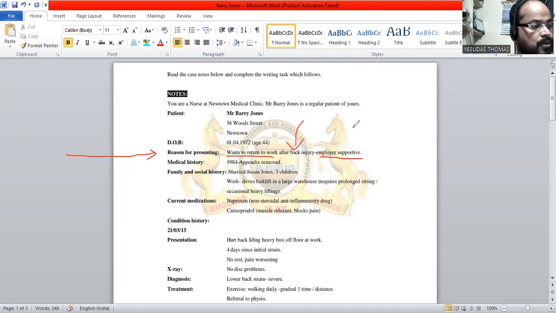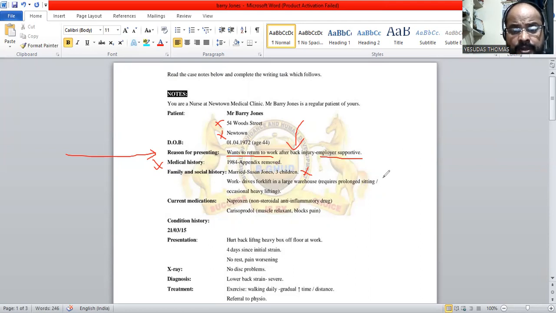Let us go ahead and see the medical history. I don't need the medical history. It is not needed. Family and social history: I don't need this. He's married, with 3 children, not so relevant to the occupational therapist.